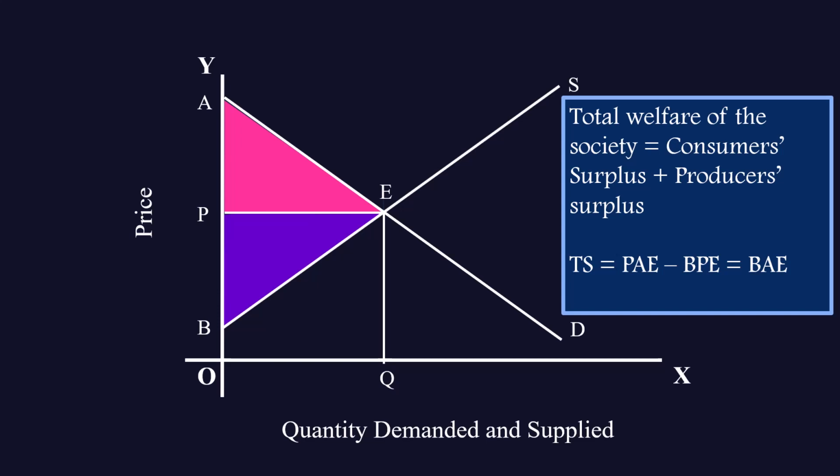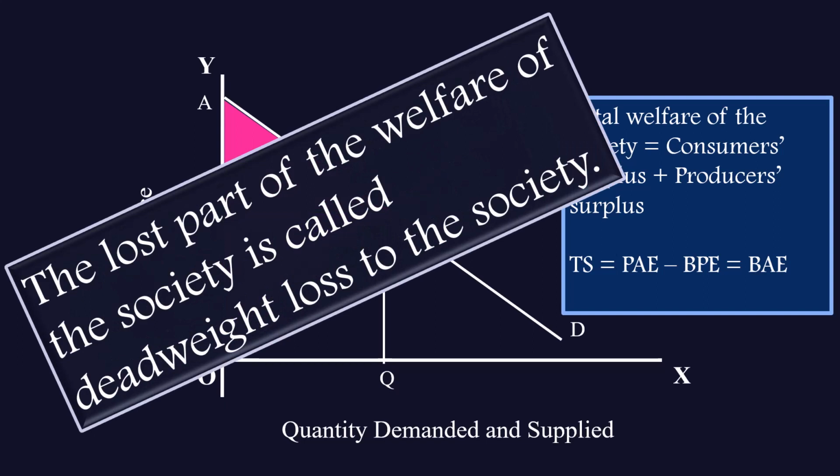Under perfectly competitive market conditions, the society's welfare is always maximum. The market is functioning at its full capacity or efficiency because there is no hindrance to the free interplay of market forces. Only when some disorder appears in the market, the society loses a part of its welfare. The lost part of the welfare of the society is called deadweight loss to the society. We shall see now how the deadweight loss arises.